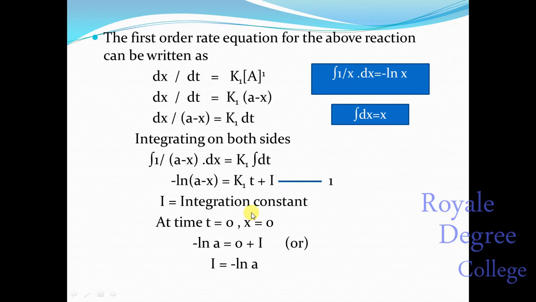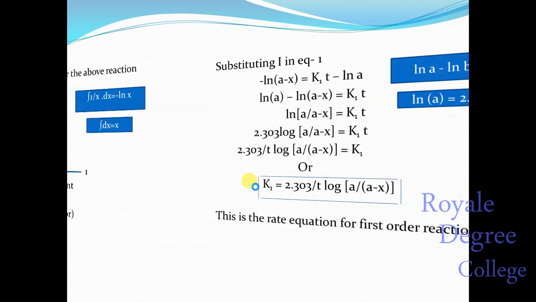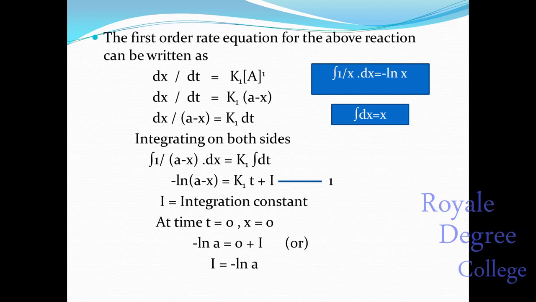At time t equal to 0 and x equal to 0, we are substituting these values in this particular equation, the first equation. Minus ln a minus x, where x is 0, so a minus 0 is a. Then it is equal to K1 into t. What is t? t is 0. So K1 into 0 is 0 plus I as it is. Or we can write in this way, I is equal to minus ln a.